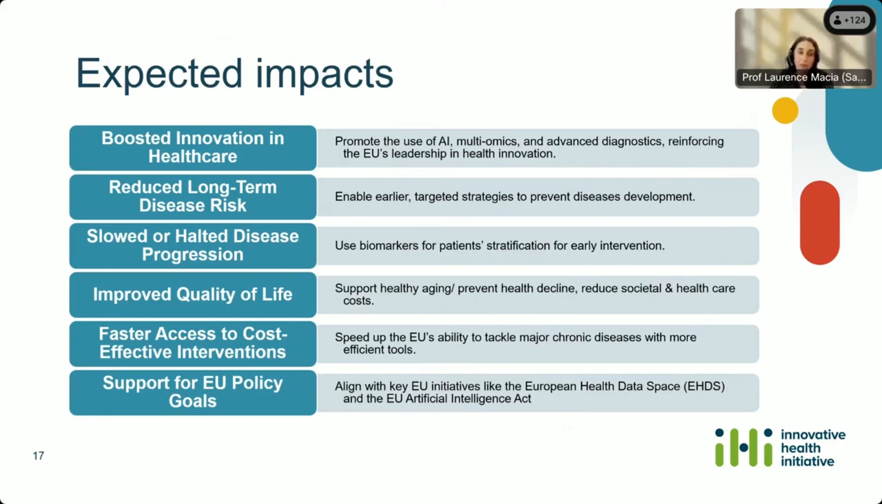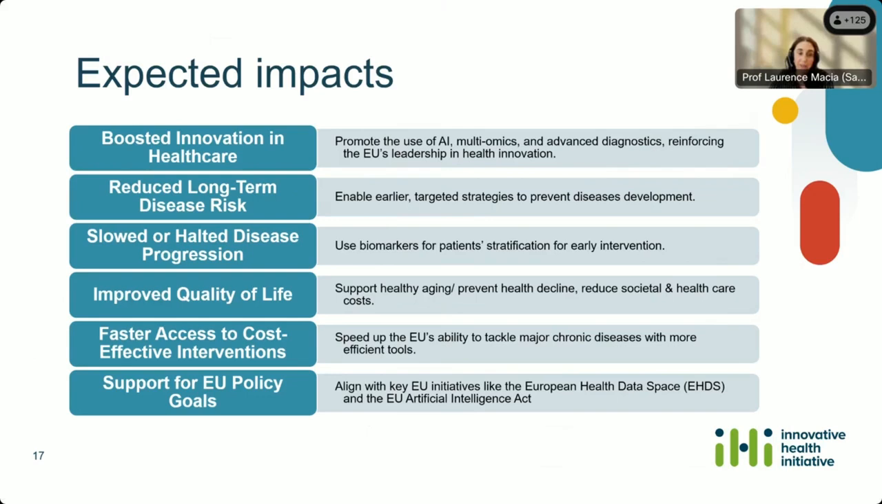And again, the priority is to improve the quality of life. So support healthy aging, which is a priority of the EU, and prevent health decline by really early intervention. And this is to reduce both the societal and healthcare costs.